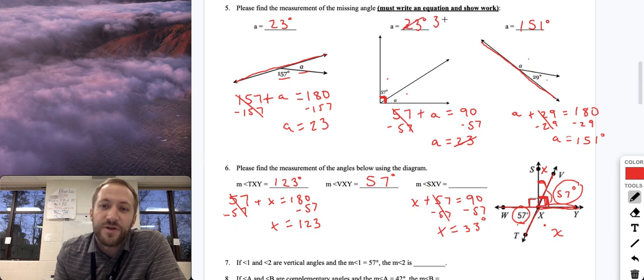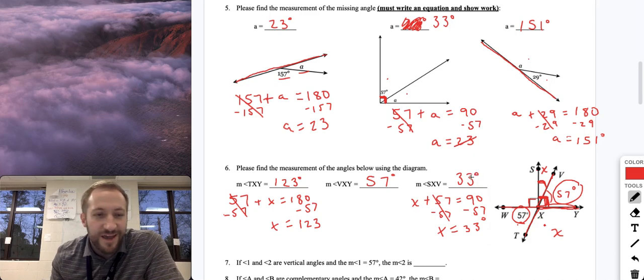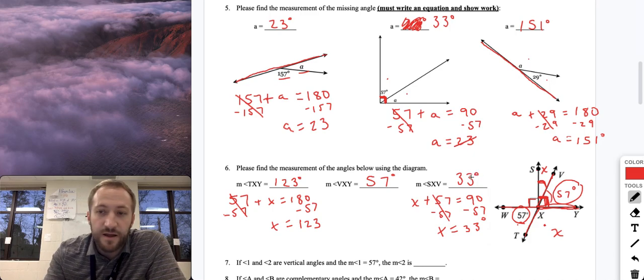My mistake, 33 degrees. And this one over here is 23. That's right. That's 23 degrees. This is 33. And this one down here is also 33 degrees. My mistake, all right? Let's scroll down and look at the next one.